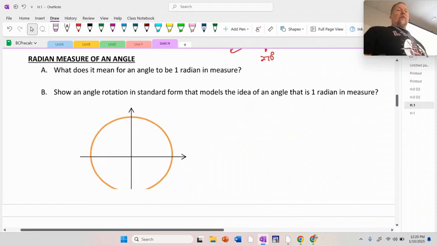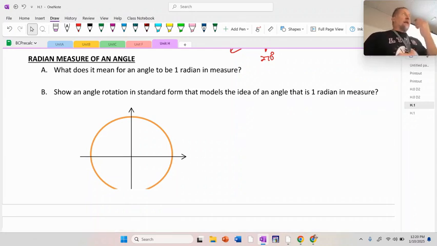All right, what does it mean for an angle to be 1 radian in measure? This is why I showed the video in the beginning. Those that are at home eating bonbons while they're not in school. Anyone know what a bonbon is? They're delicious, little chocolate-covered ice creams. Anyway, I used to make that joke all the time back in the olden days.